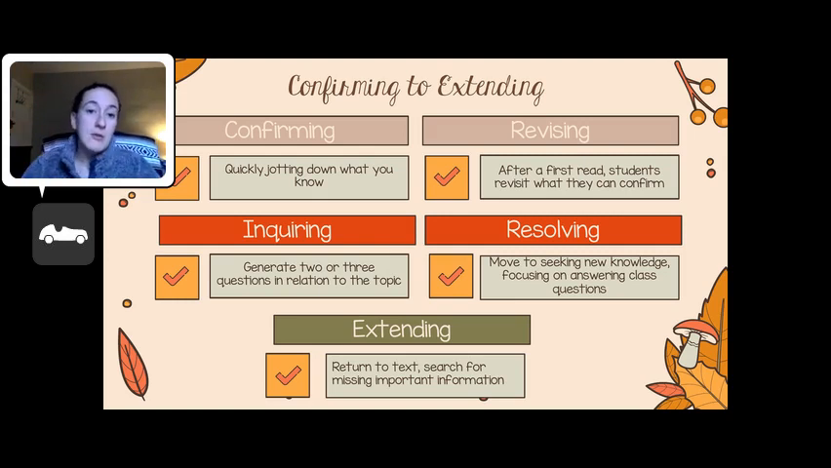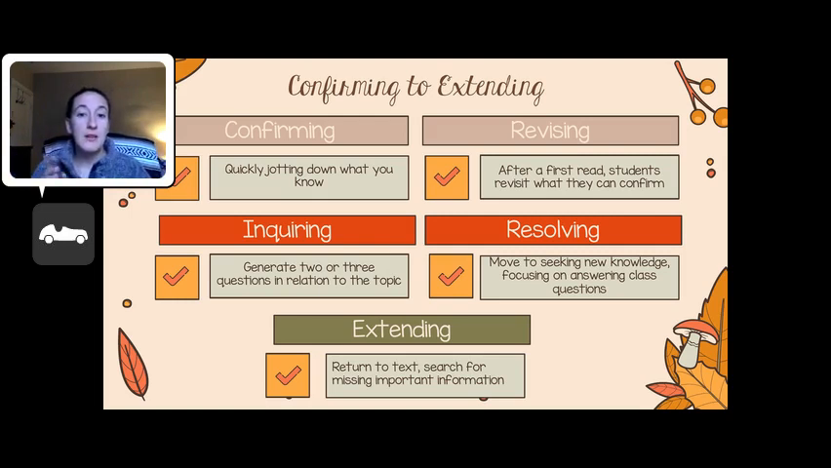The last part of a brainstorming, confirming to extending reading strategy is going to be the extending section. So at this point, you're going to return to the text for a third read, and you're going to search for missing important information. Any information that you think is important that you didn't catch in the other 4 sections of the graphic organizer. So this extending section, I think, is really important to be able to push students to think outside of the box.